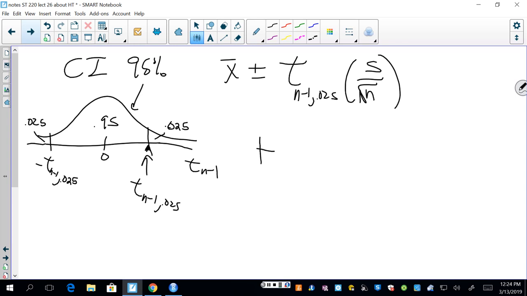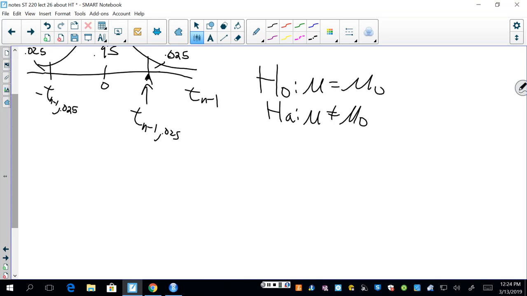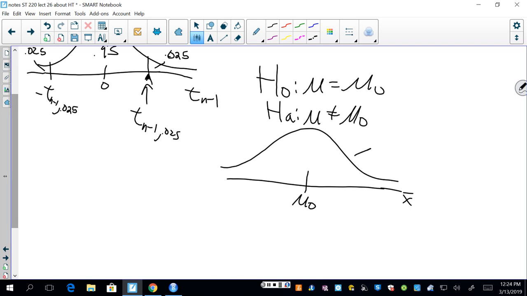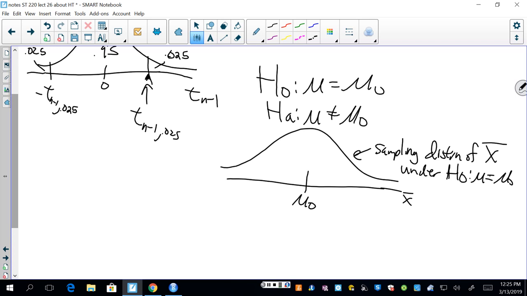If we set up a hypothesis test, mu equals mu sub 0, mu is not equal to mu sub 0, we reject mu sub 0 if x bar is too far away. This sets up the sampling distribution of x bar under the null hypothesis, centered right there at mu sub 0. And if x bar is too far away, we reject. How far away is too far away? Somewhere out here is the rejection region, or we get too far this way, because it's a two-sided rejection region.